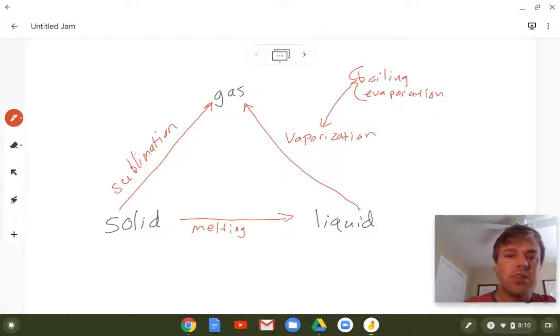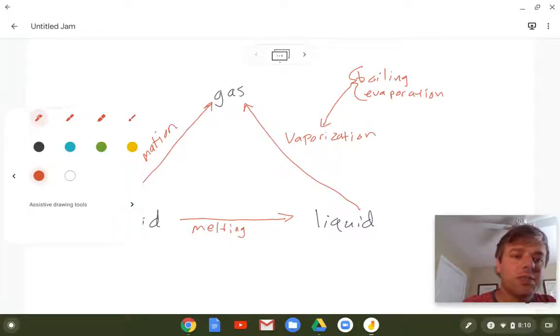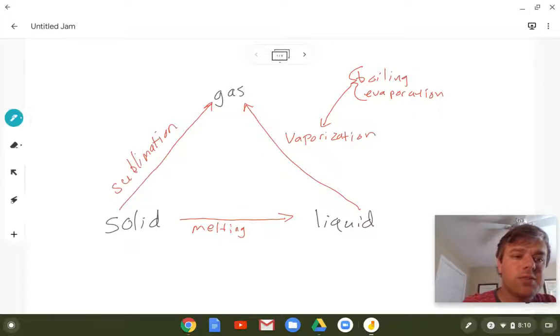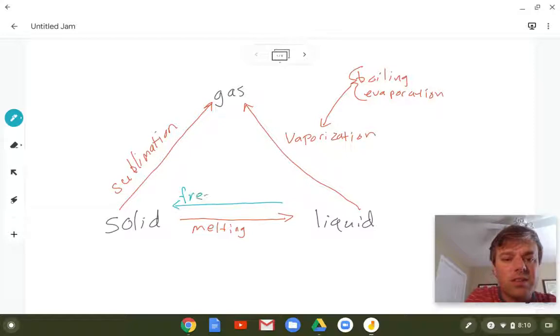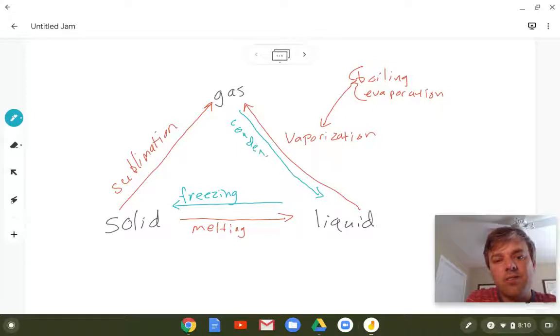Now, all of these processes involve adding heat, which is why I wrote them in red. We can do the opposite of these processes by removing heat, also known as cooling them down. We can go from a liquid to a solid, and as you all know, we call that freezing. We can go from a gas to a liquid. We call that condensation.